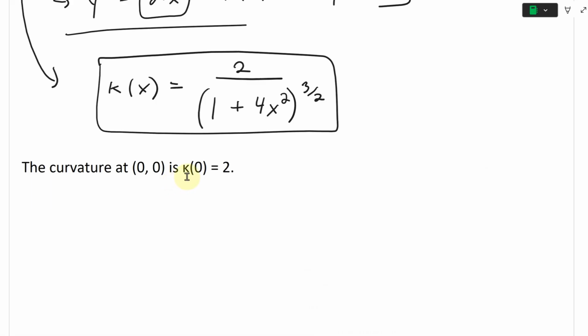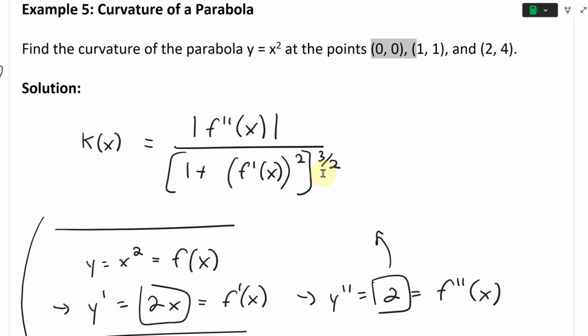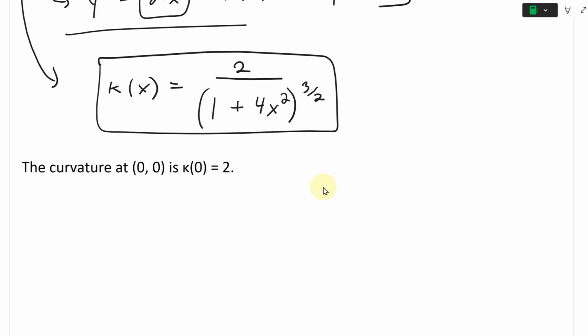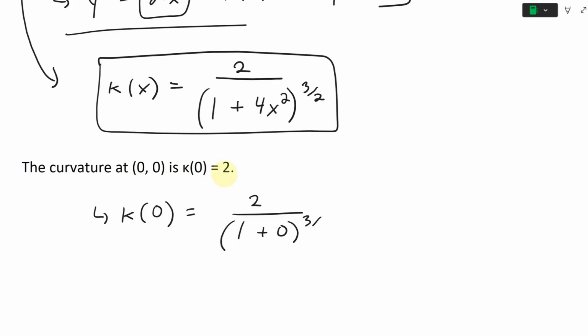So the curvature at 0, 0 is just at x equals 0. So we'll just put that in. That's going to equal 2, and you can just see that right here. So we'll have kappa of 0 is equal to 2 over, well, 1 plus 0, and then power of 3 over 2. 1 to the power of 3 over 2 is just 1, so it just equals 2. So there it is.